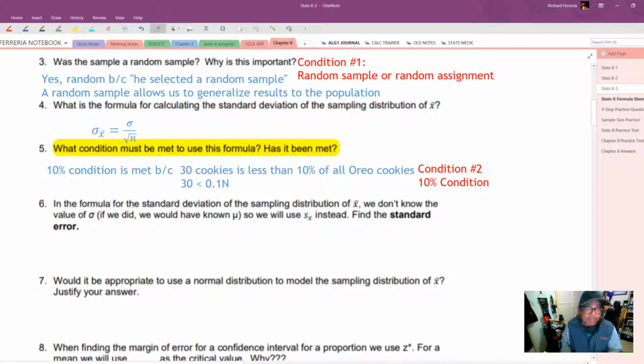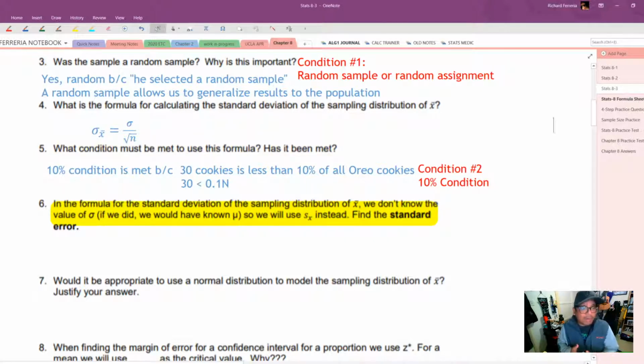Strictly speaking, when we sample without replacement, we're not creating independent probabilities. But if we have a small enough sample in comparison to the population, then the difference is negligible. That's why we need to meet this condition number 2, the 10% condition.